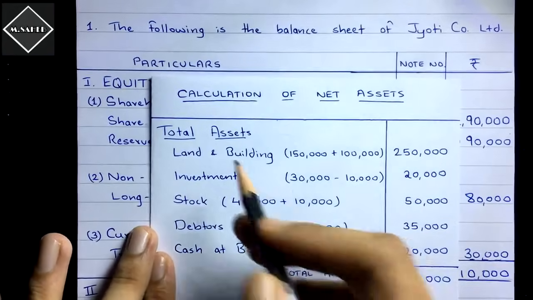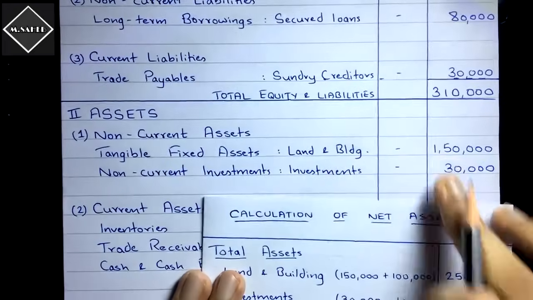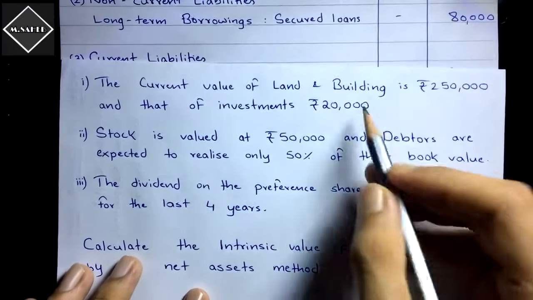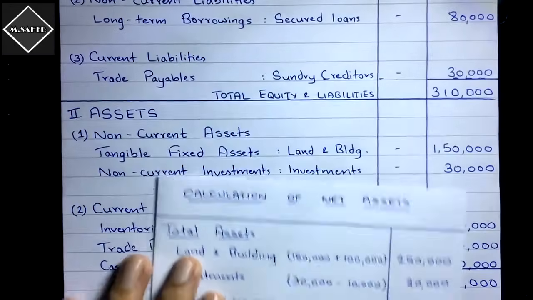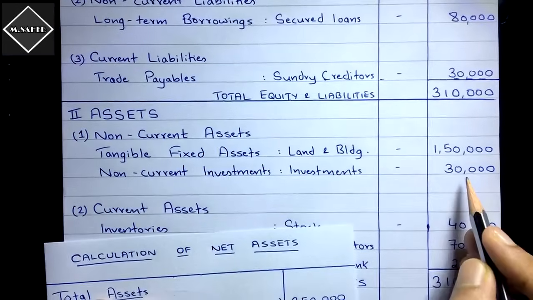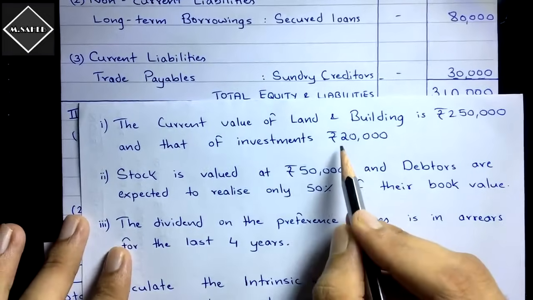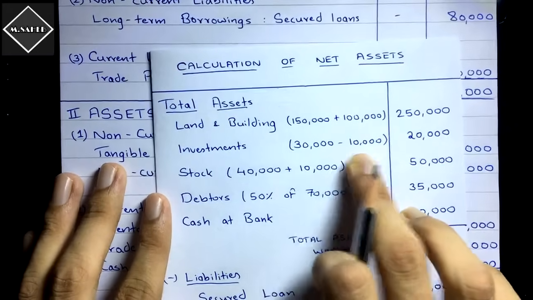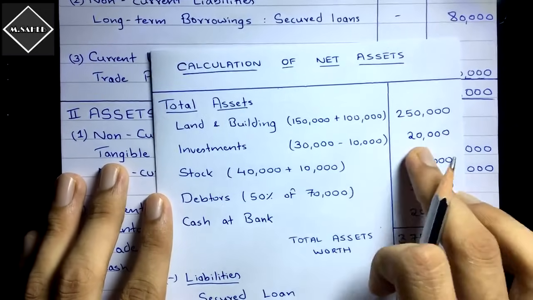See, first we are going to take total assets, right? In the assets we have land and building as 1,50,000. But in the additional information they have given us that land and building is valued at 2,50,000. The value has been appreciated, so this value will be considered. So 2,50,000 for land and building. Then investment in the balance sheet is given as 30,000, but you have to look in the additional info. In the additional information they have given us 20,000, so you have to take this value. It has been decreased by 10,000, so 30,000 minus 10,000 is equal to 20,000.